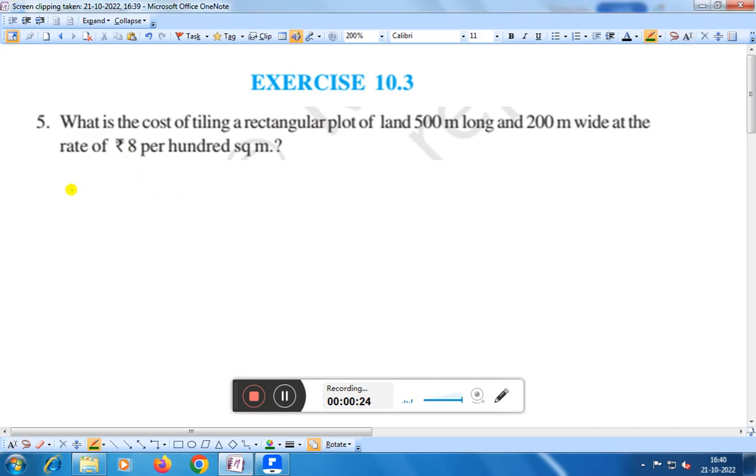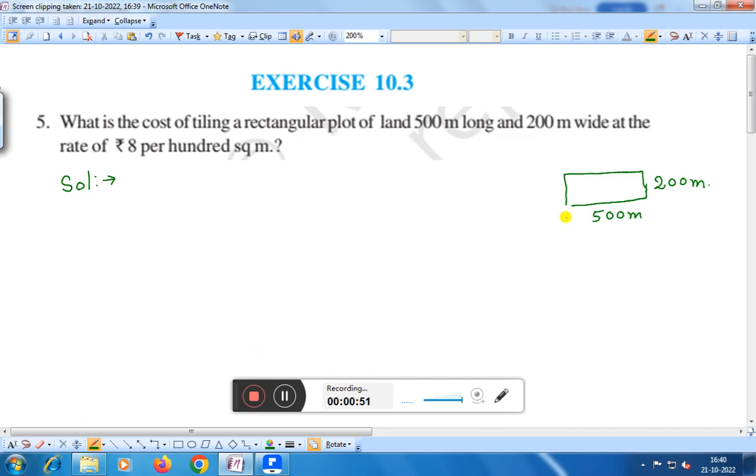There is a rectangular plot. Here you see, this is the rectangular plot. Length is given 500 meter, and width is given 200 meter, at the rate of rupees 8 per 100 square meter.